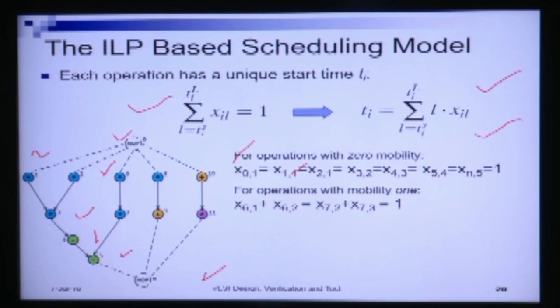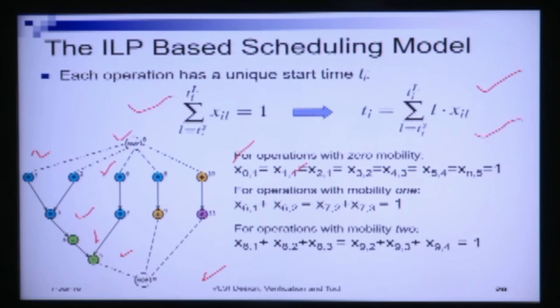Hence, what do we have? x61 plus x62 equals 1. Similarly, x72 plus x73 equals 1. So, x72 plus x73 equals 1 tells me that the 7th operation can be scheduled either in time step 2 or in time step 3, but not both.